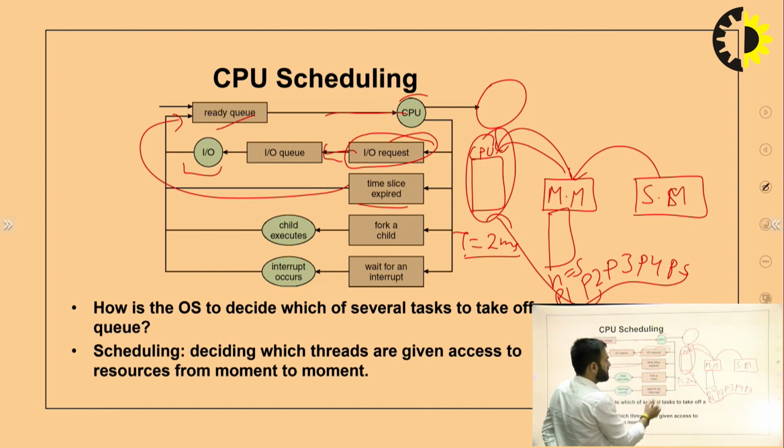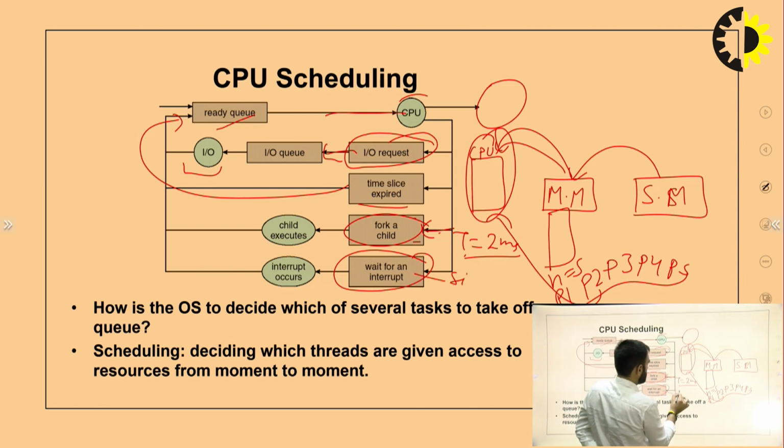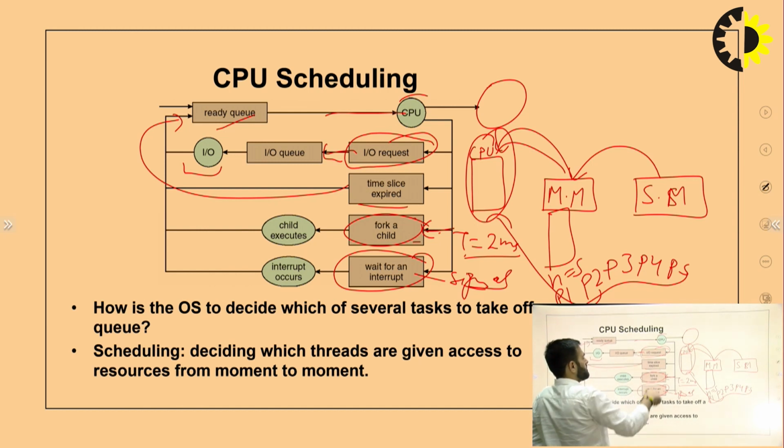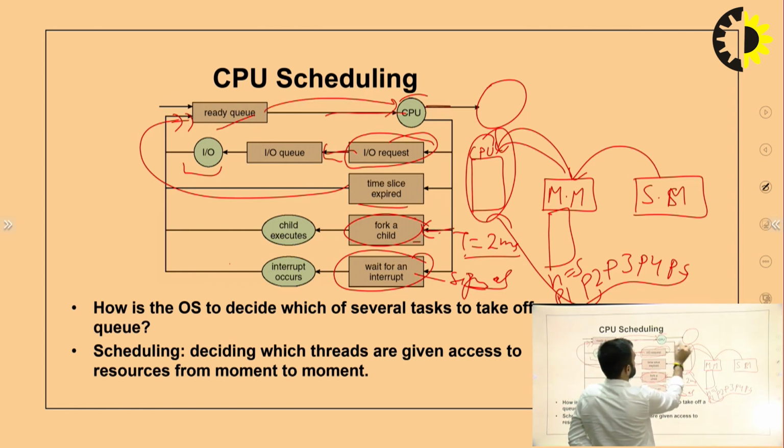The third possibility is fork a child. This again is a system call, process fork a child. Next is wait for an interrupt. An interrupt may be a signal. So these are the possibilities. If any one occurs, it will again go to the ready queue and then go to the CPU and then terminate, completing execution.